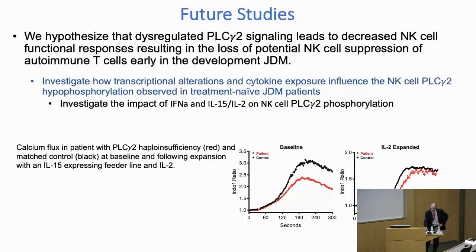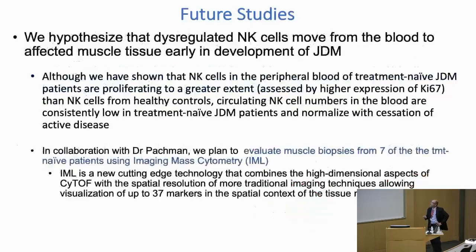And the last thing I'm going to just mention is that NK cell percentages are low, even though the cells are proliferating more later. That could be because they're apoptosing or they're moving someplace else. And so we're hypothesizing that dysregulated NK cells move from the blood to the afflicted muscle tissue early in development of JDM. And in collaboration with Dr. Pachman, I plan to evaluate muscle biopsies from 7 of the treatment-naive patients that were in our original cytoph study using imaging mass cytometry, and that should be IMC, not IML.